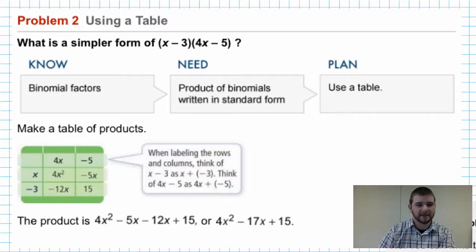X times 4x is 4x squared, x times negative 5, negative 5x, negative 3 times 4x, negative 12x, and negative 3 times negative 5, 15. Adding all of these things together and combining like terms, we arrive at the solution of 4x squared minus 17x plus 15. So another valid approach to finding the simpler form, or the product, of two binomials.